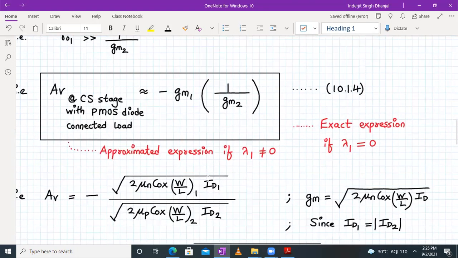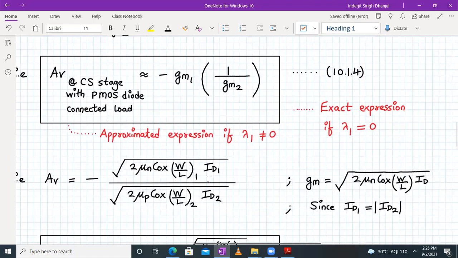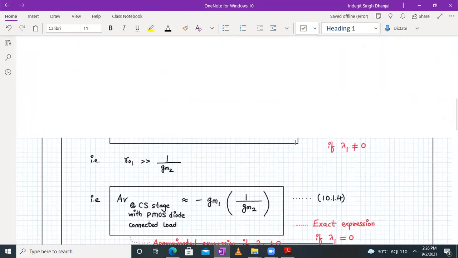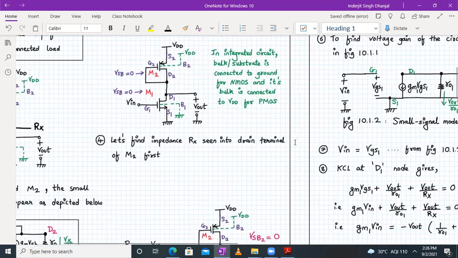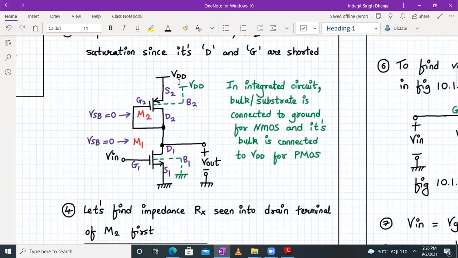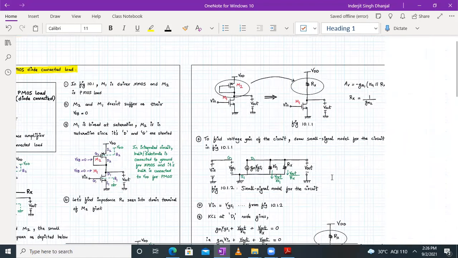Now we know the value of gm because both M1 and M2 are in saturation, and the gm expression can be written as square root of 2 mu n Cox W over L into ID. And from the main circuit diagram, what can we observe? We can observe that the drain current ID1 is equal to mod of ID2. Correct? Because the same current flows through the PMOS and the NMOS transistor. Now let's proceed for the derivation.